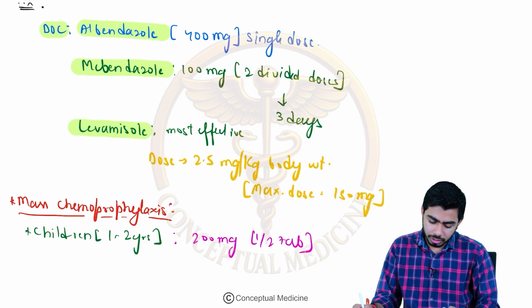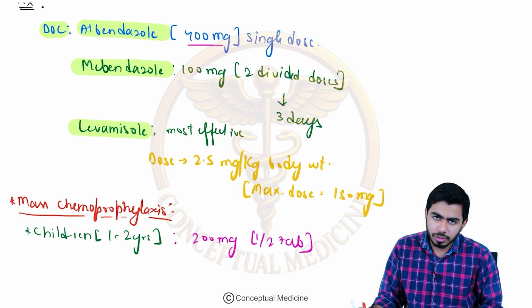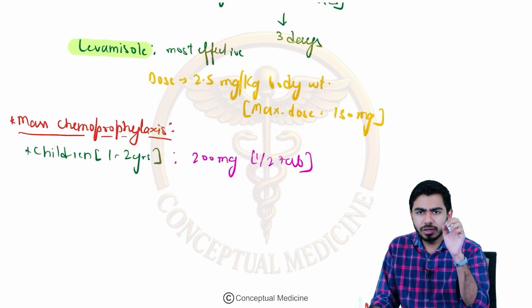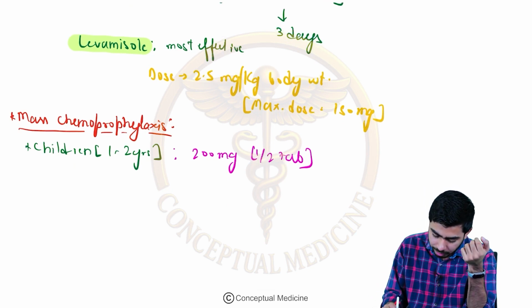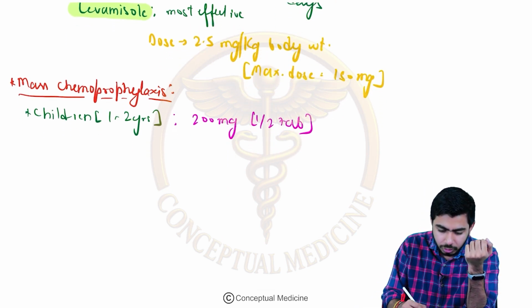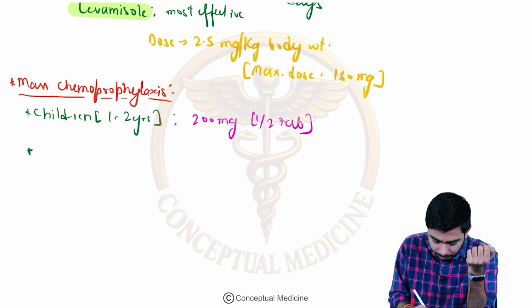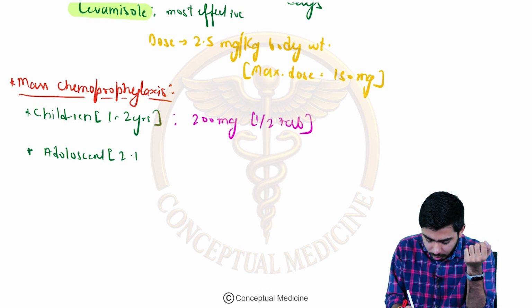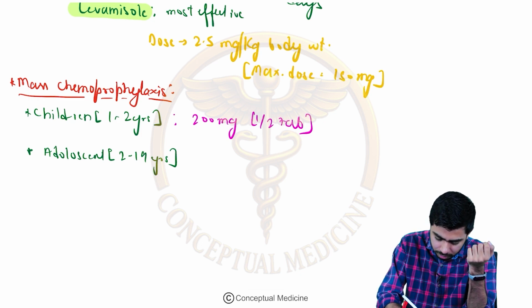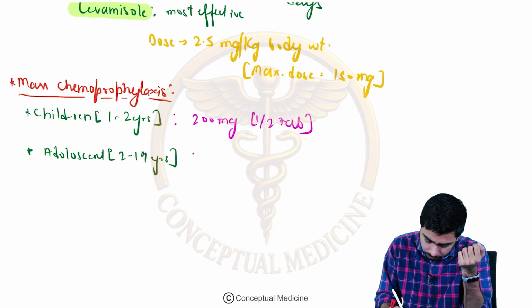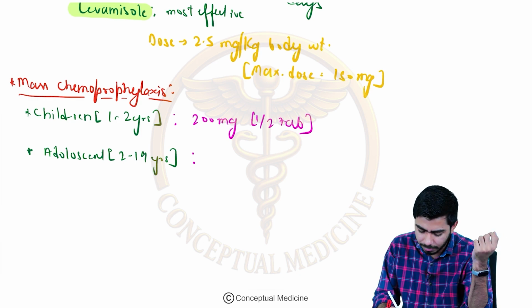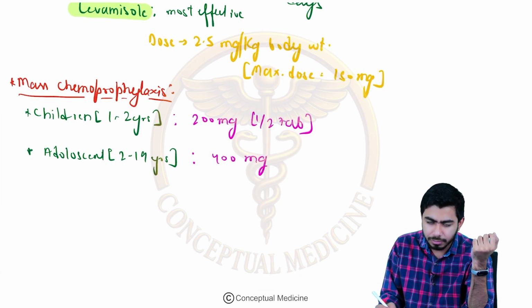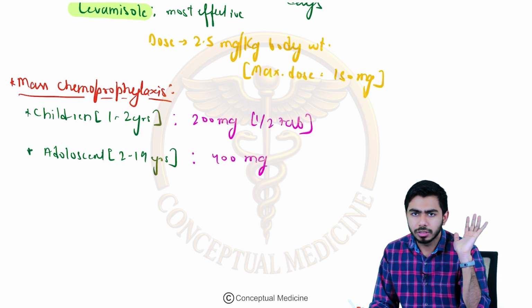Remember I told you the albendazole we were giving 400 mg, so we'll give the half of it, half tablet, and that will achieve our target, that is 200 mg, right? If I'm giving to an adult, or to an adolescent, that is more than 2 years, 2 to 19 years in this case, we shall be talking about the dose of full tablet, that is 400 mg. That will be the chemoprophylaxis, right?